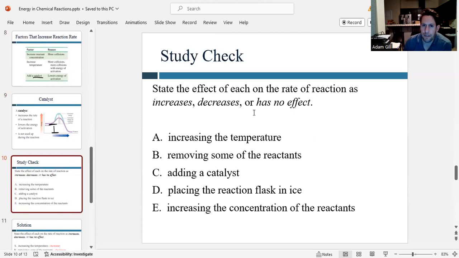Okay, study check. Let's state the effect of each thing on the rate of a reaction. We're going to decide if each of these items increases, decreases, or has no effect on the reaction rate. So if we increase the temperature, that's going to make the reaction go faster. If we remove some reactants, so if you have fewer reactants going around, you're going to have fewer collisions. That's going to make your reaction slower. If you add a catalyst, catalysts make reactions faster.